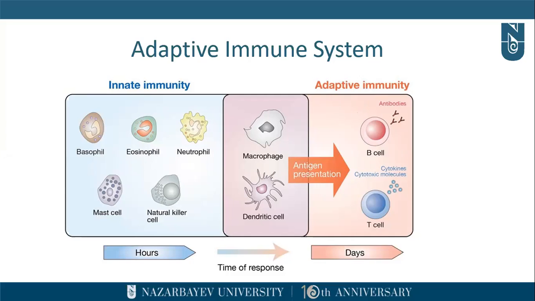If the same microorganism attacks us, it will quickly respond by secreting antibodies with the B cells, or by cytokines or cytotoxic molecules by the T cells, so that our body system will not suffer that much from the same microorganism that it encountered during the first innate immunity. So the transition is facilitated by two guys, which are macrophages and dendritic cells.